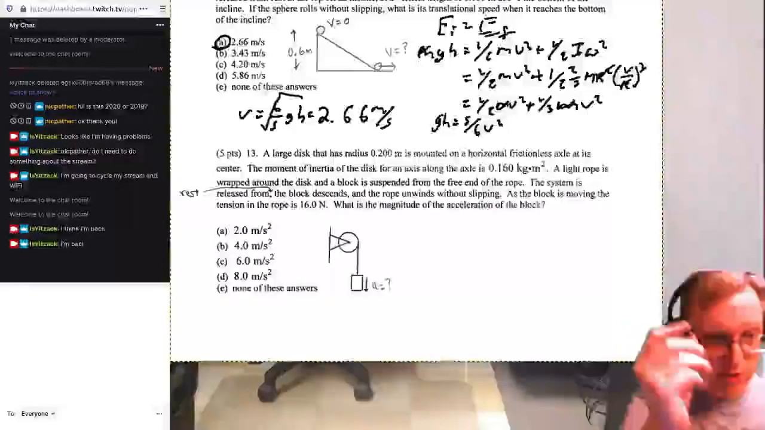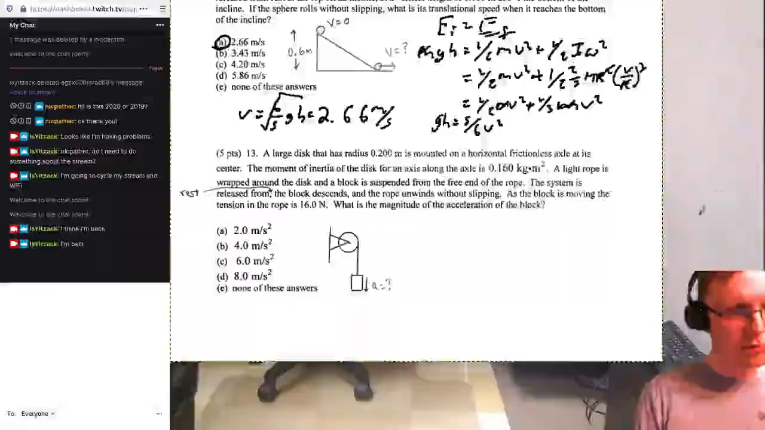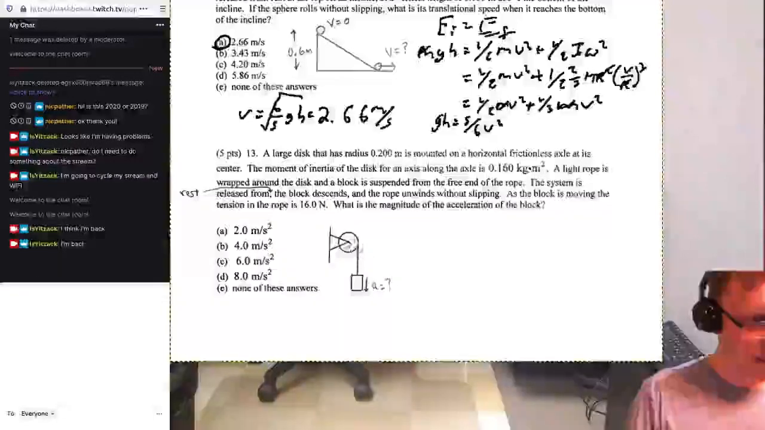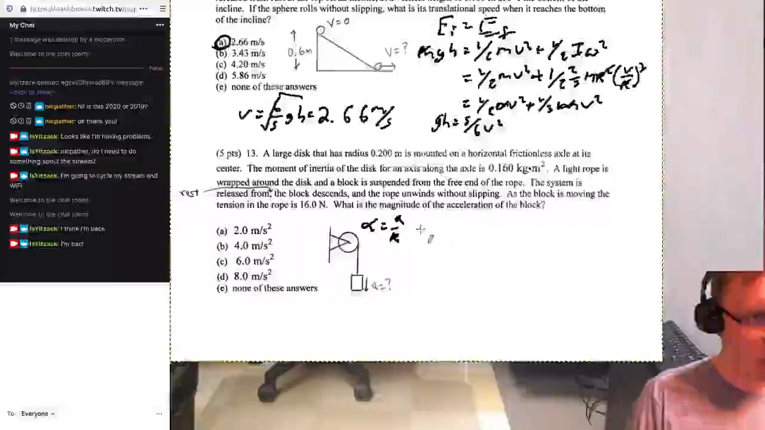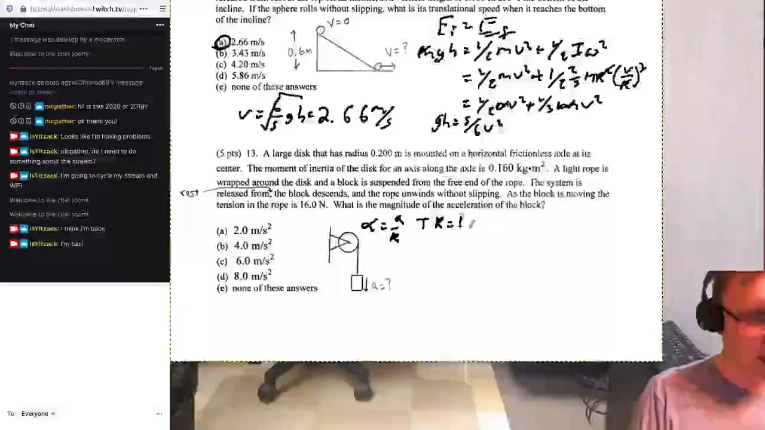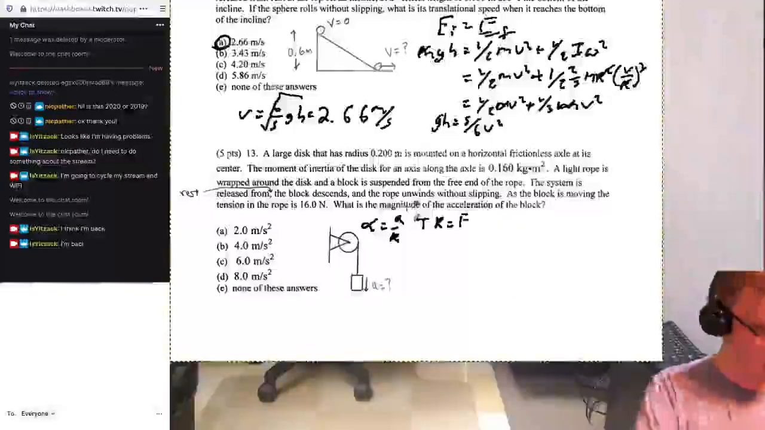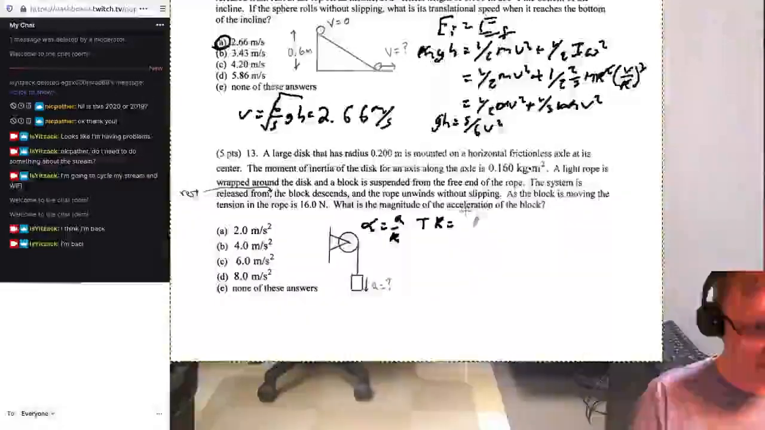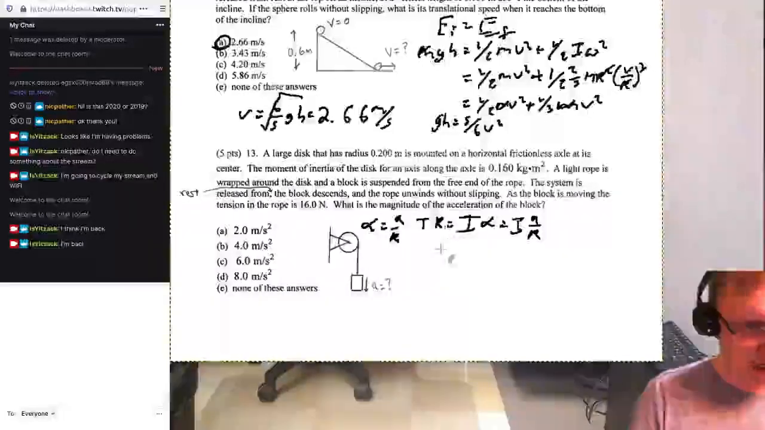There are two ways to do this. This acceleration has to be related to the angular acceleration by alpha is equal to a on r. So we could, in principle, just do that tension times radius is equal to, nope, that is fr, is equal to I alpha. Whatever. I alpha is equal to I a on r, and solve for a this way.